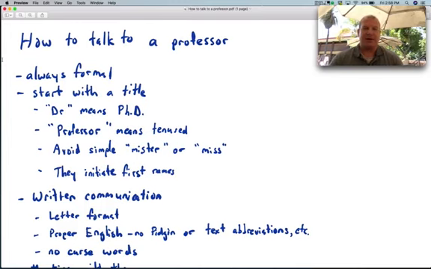The title, not very American, I know, but there are a couple of titles. For instance, Doctor: if you hear the title Doctor, that means that your professor has a PhD. Professor means that the faculty member is tenured. Professor is a higher title than Doctor. Avoid simple Mr. or Miss.